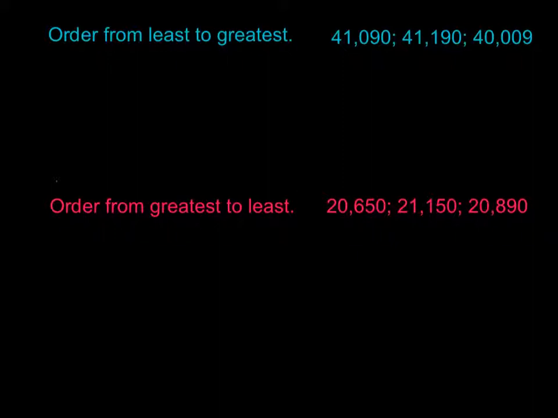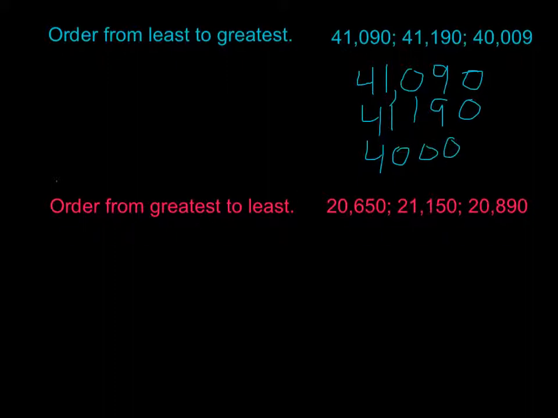Now, just as I did with comparing the numbers, I personally prefer to write them down vertically by place value. So, I'm going to go 41,090, and then I'm going to do 41,190, and then I'm going to do 40,009.